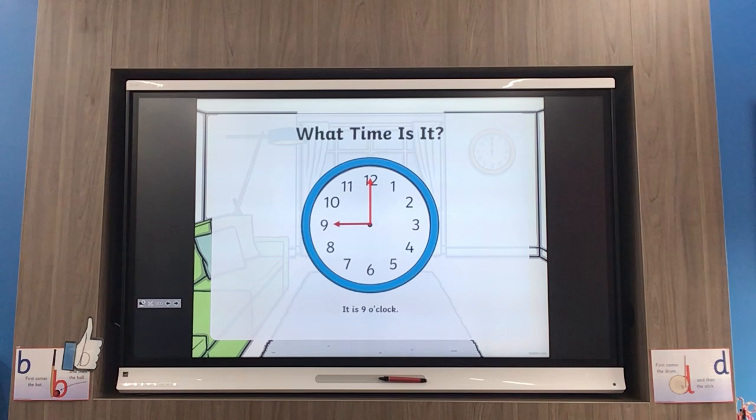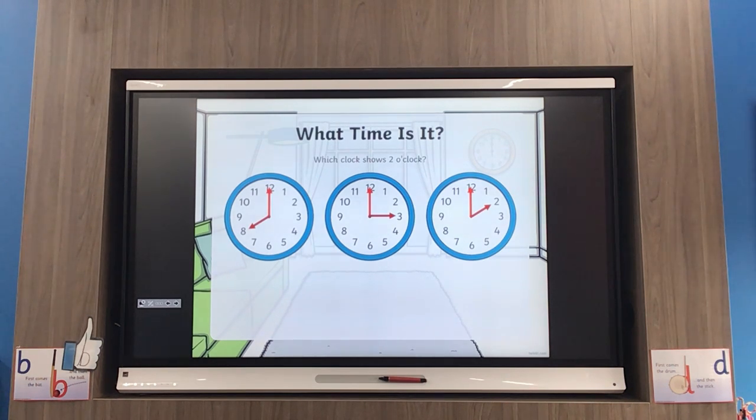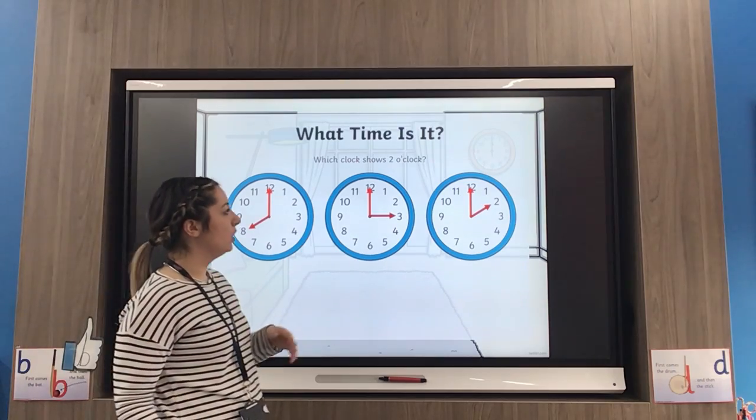It is 9 o'clock. Okay, now we've got both hands pointing to the 12. So if the minute hand is pointing to 12, it's 12 o'clock. Well done if you've got that at home.